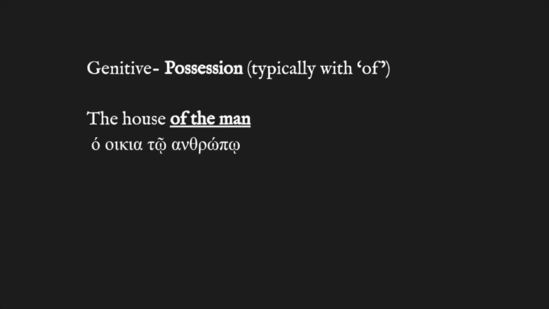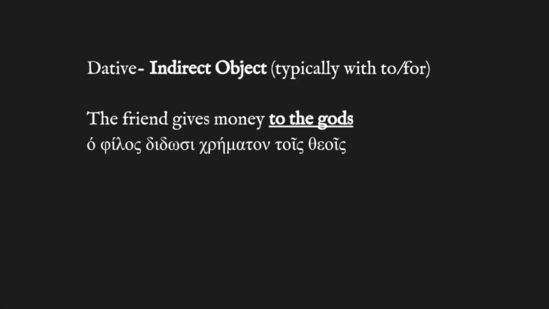Next, we have the genitive, which indicates possession. These nouns are typically translated with of, and in this phrase, the house of the man. The house is nominative, however, because the man is the one possessing the house, the man is genitive in this phrase. Then comes the dative, which is the indirect object or the recipient.